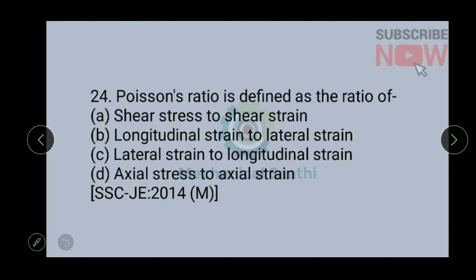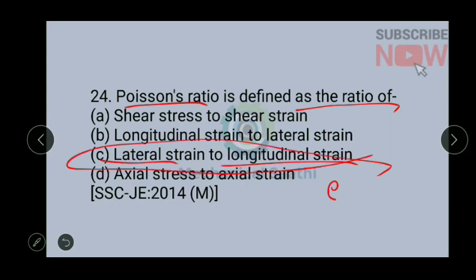Then moving towards question number 24, Poisson's ratio is defined as the ratio of lateral strain by longitudinal strain. So already we have discussed about it, so option C is the correct answer over here.